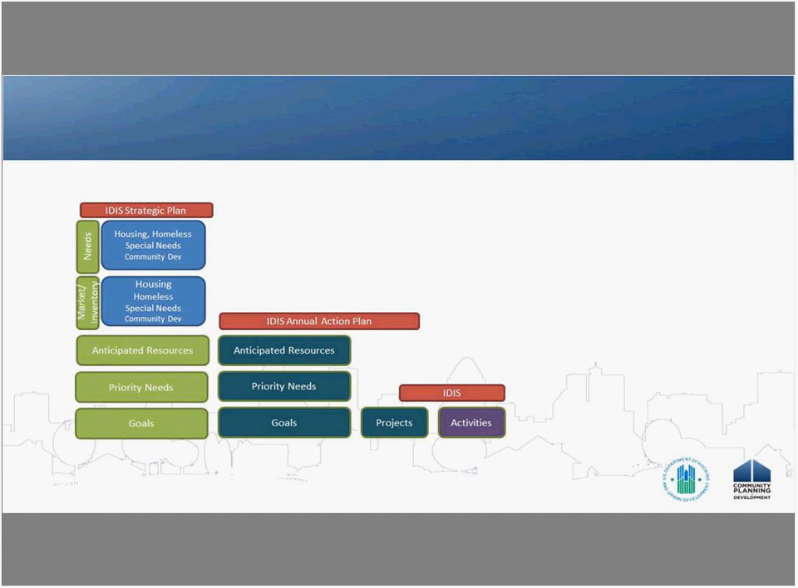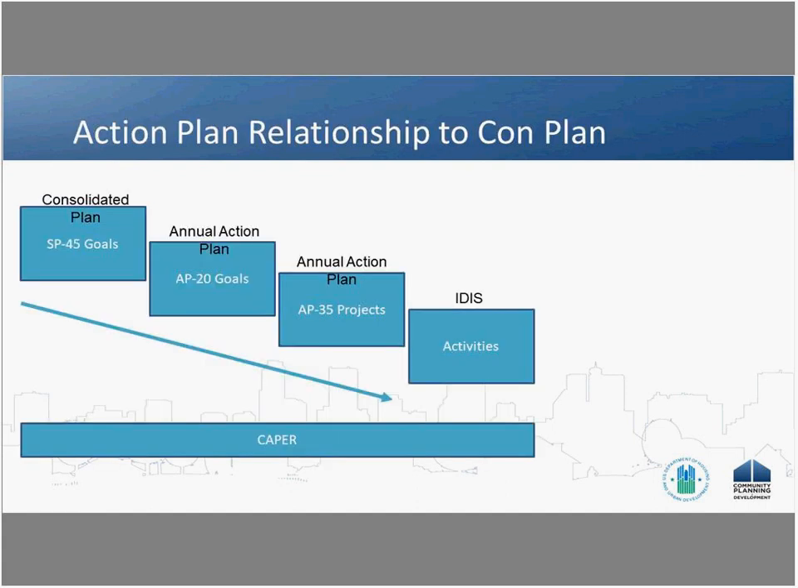Reports generate from how different sections are set up in IDIS. They pull information from your strategic plan, from your action plan, and from your projects. The next diagram will give a clearer example of the alignment.